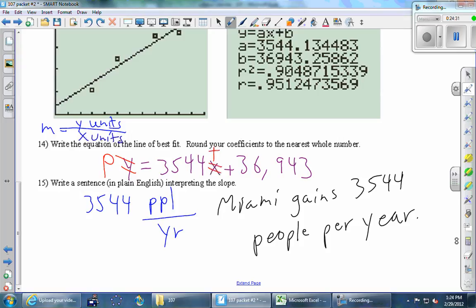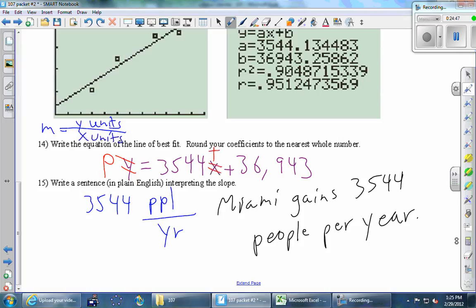Other questions on the interpretation? How would I know that it was a loss instead of a gain of people? Yeah, if that slope had been a negative 3,544, then we would say we're losing. But if it's positive, we are gaining.